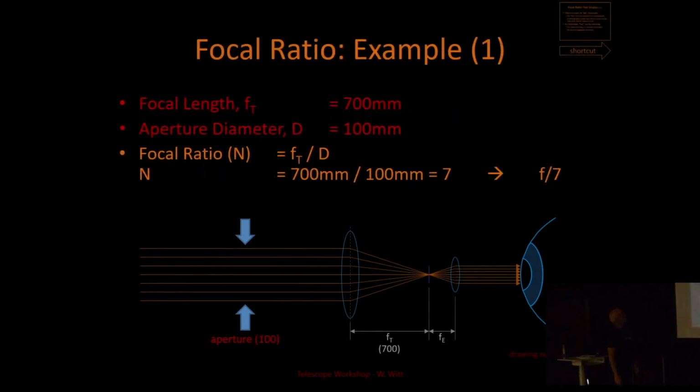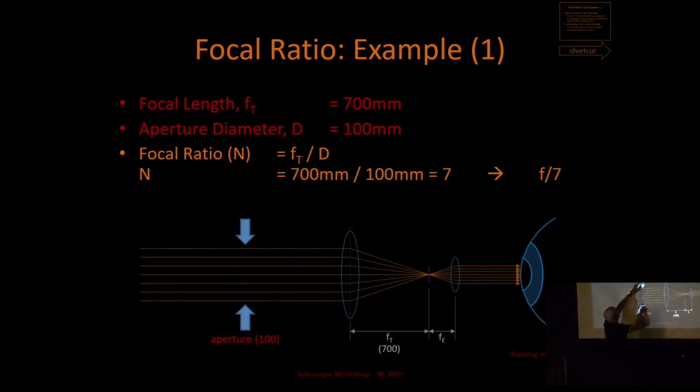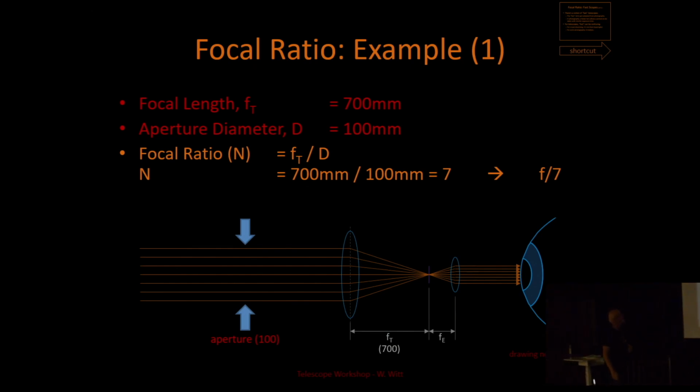So here's an example of this. The focal length of the telescope or the objective lens is 700 millimeters, let's say. Let's say the aperture is 100 millimeters here. If I do that division, I get 7, 700 over 100. So this would be an f7 telescope. That's nice.